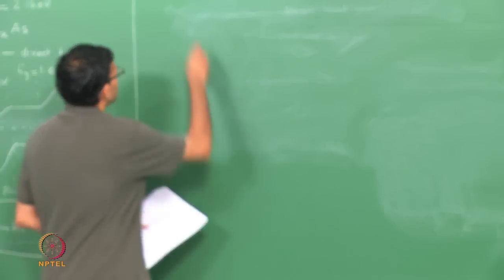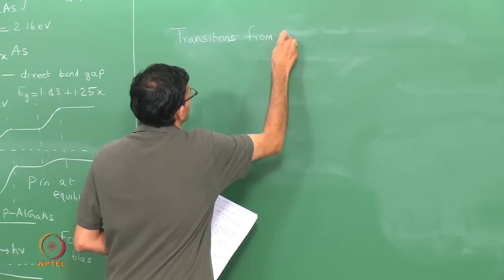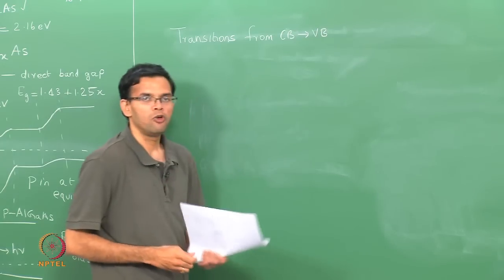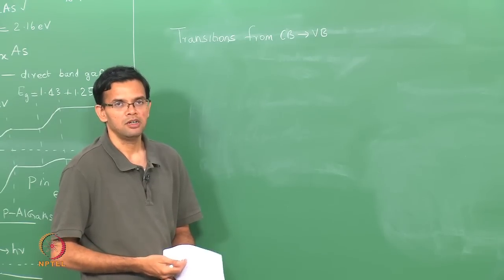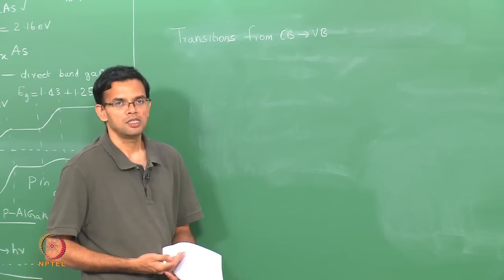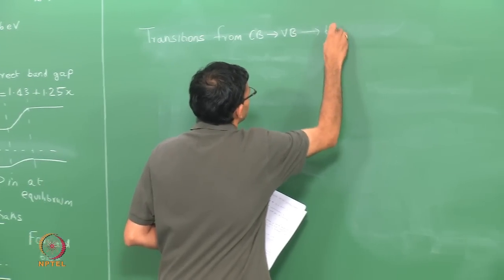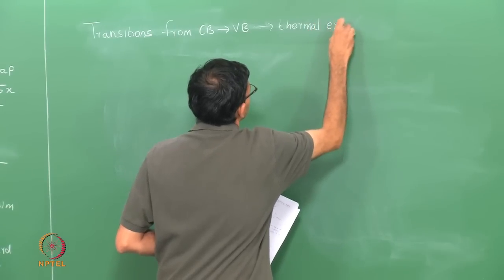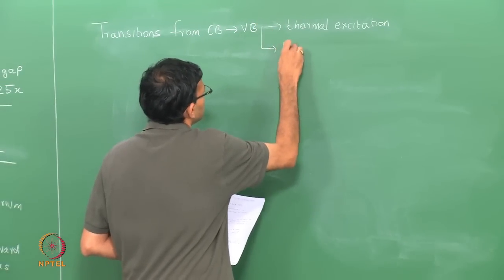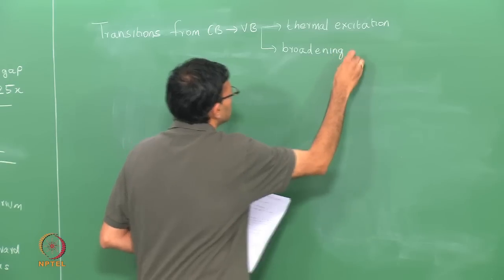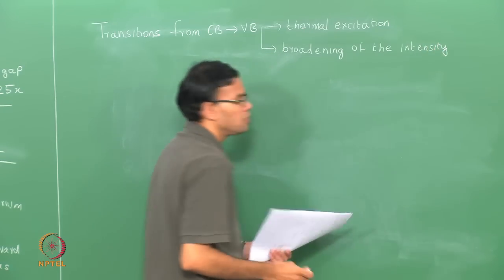In the case of an LED, transitions occur from the conduction band to the valence band. Now, most of the electrons and the holes are located at the edges of the conduction band and the valence band, but at any given temperature, there will always be some thermal excitation, which means that we will always have some broadening of the peak of the radiation that comes out. This leads to a broadening of the intensity, so that there is some line width.